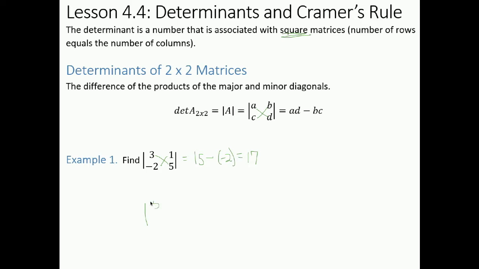Let's do 5, 7, 9, negative 3. So we have negative 15 minus 7 times 9 is 63. Negative 15 minus 63 is negative 78. So that's the determinant of a 2 by 2 matrix.